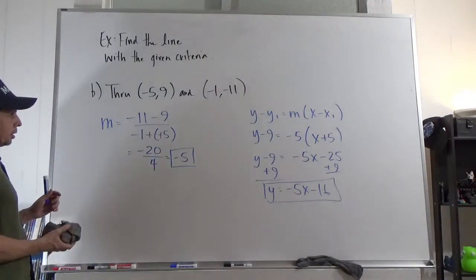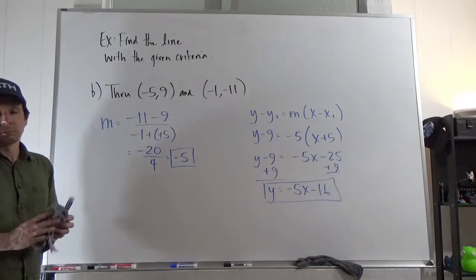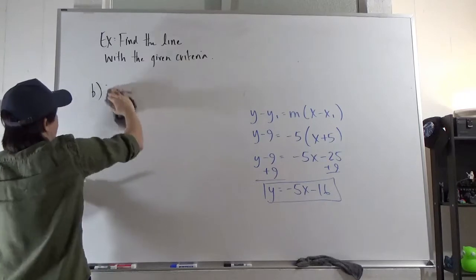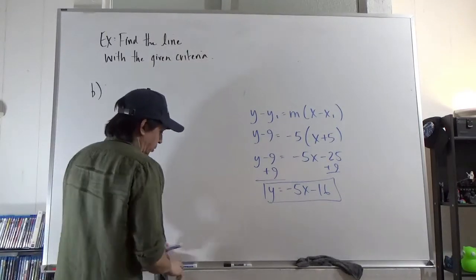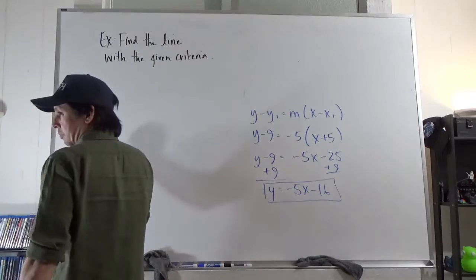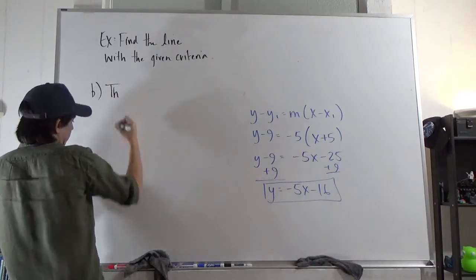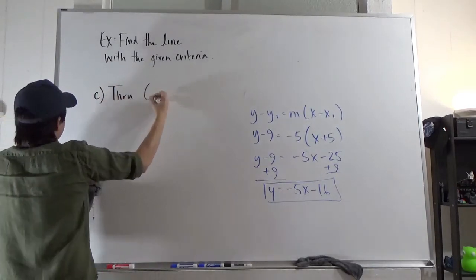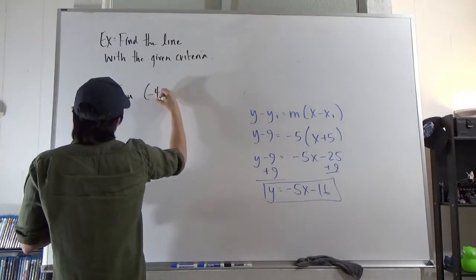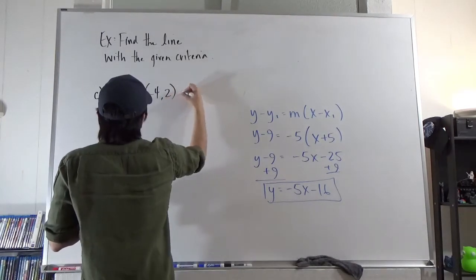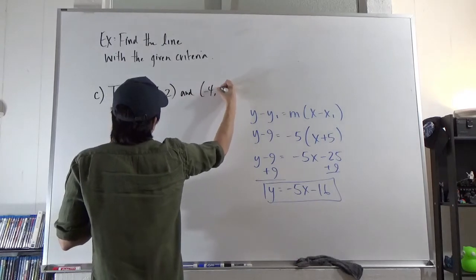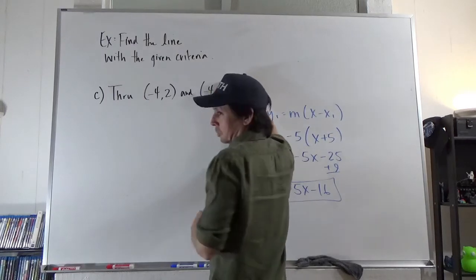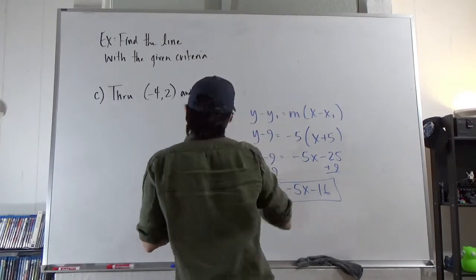Okay, a couple more of these, and then another type of problem. Like I said, this is mostly just doing point slope form, other than when you encounter special cases. Oh, this is part C, sorry. Passing through -4, 2 and -4, -3.